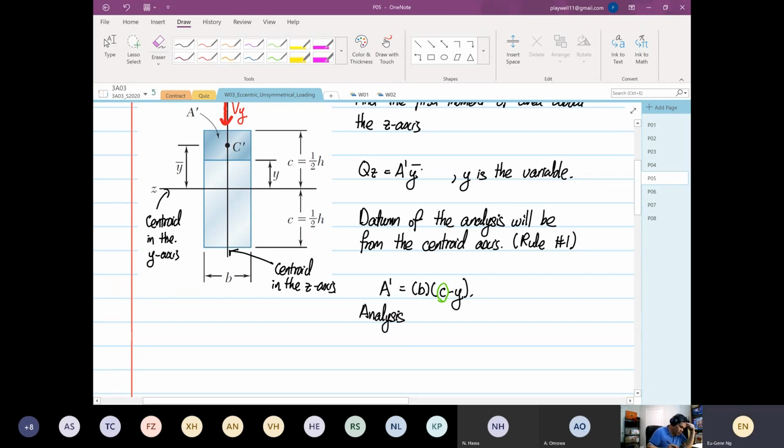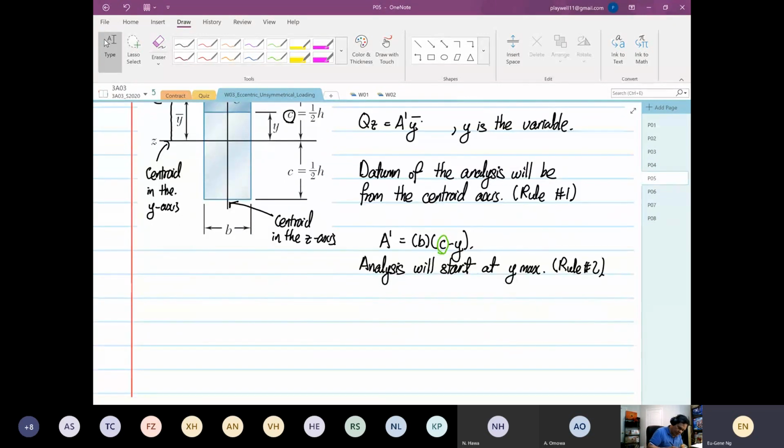It's C minus Y. So from here, we realize that the analysis, right? Analysis will start at Y max, right? Because C is the distance from the centroid go up to the extreme end. So this is your what? C. So this is rule number 2. So the analysis will start from the outer surface, draw itself back to the what? To the centroid.